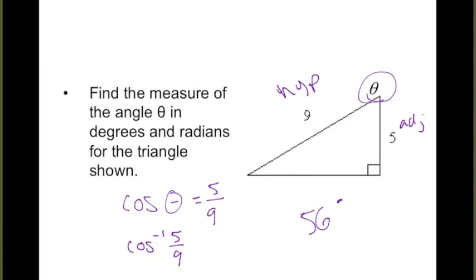Questions? Okay, so label the sides according to the relationship to the angle you want to find. Pick which trig function you're going to do, and then do the inverse trig function of that fraction.